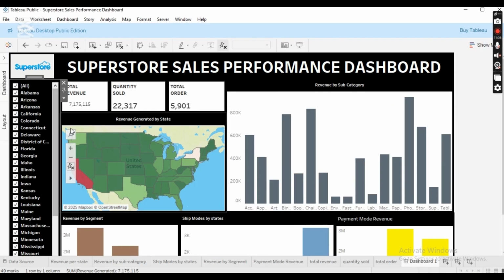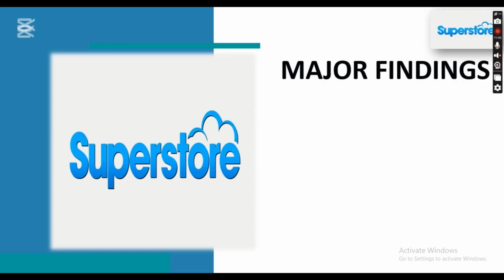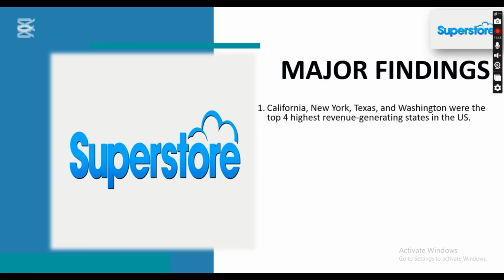When you look at California, you see that it's red, 1.6 million. If you look at New York, you see that New York has 800 and something thousand. Then Texas has over 400 and something thousand. Then Washington has over 400 and something thousand. Every other one is below 400 and something thousand. So these are the top 4 highest revenue generated states in the US based on the analysis we have.